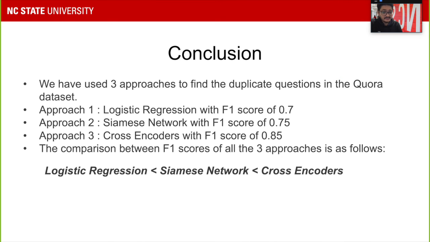In conclusion, out of the three approaches we have used, cross encoders perform the best. The reason for this is that cross encoders use self-attention, which calculates how much attention each word should pay to its context words, based on which the representation is calculated. The Siamese network, which is based on simple LSTM, is not able to do attention mechanism, and hence the cross encoder performs best with an F1 score of 0.85.